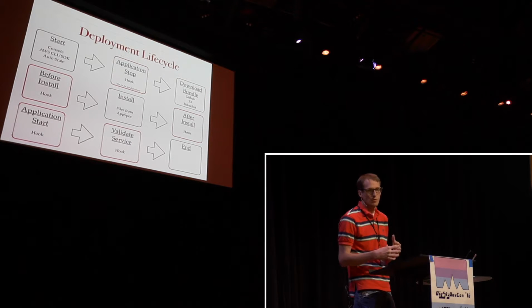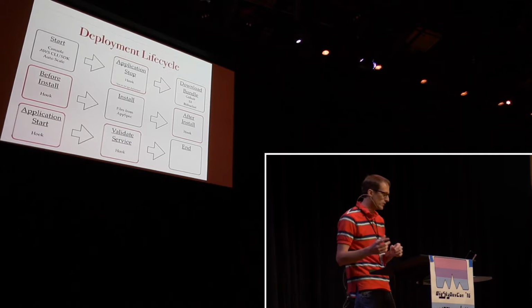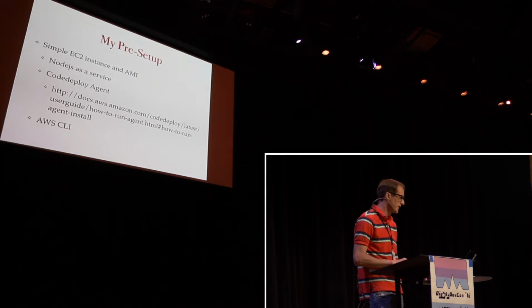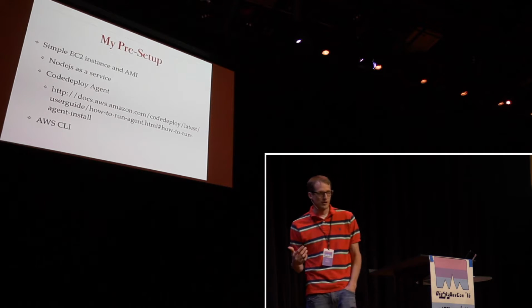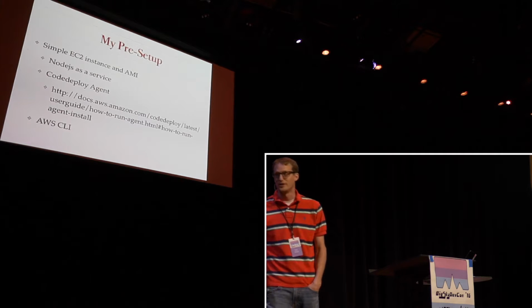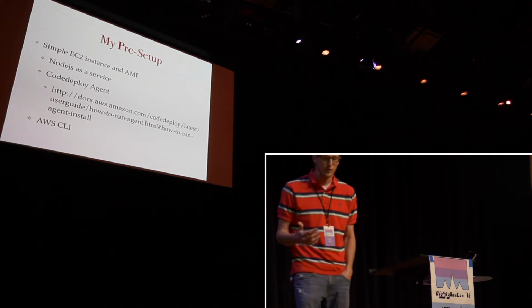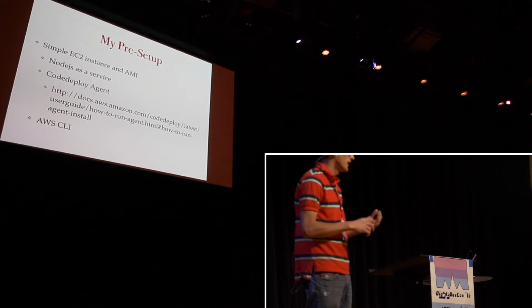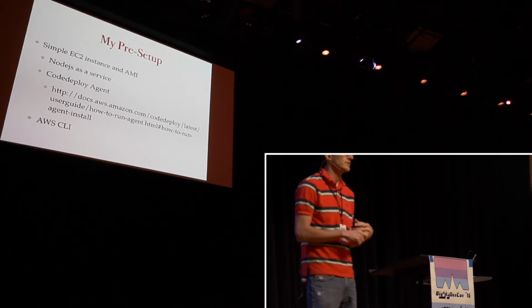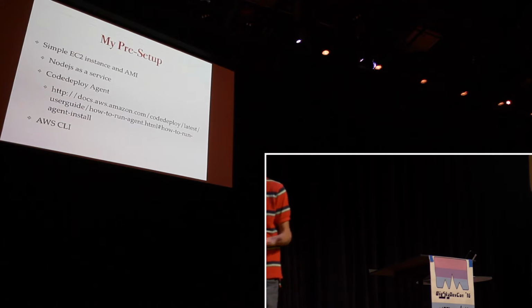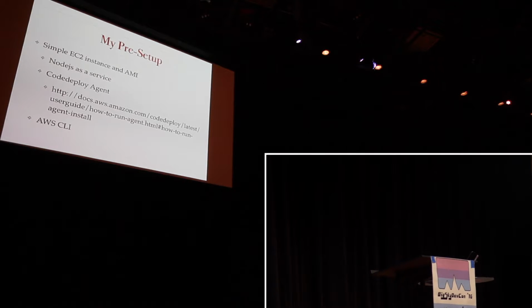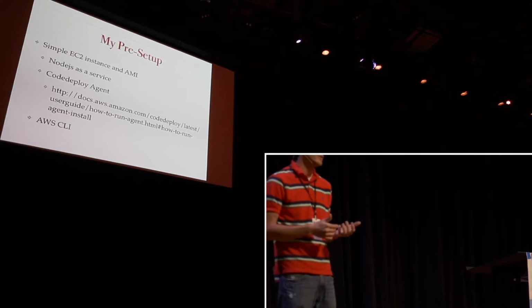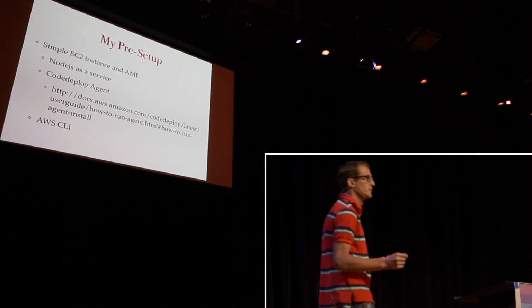Now I'll switch and walk you through some demos. But before I do that, I just want to talk about the setup I did, because there is a lot going on here. We need an application, we need EC2 instances, etc. So I have a couple EC2 instances running. They have Node.js running as a service. They're Ubuntu instances, and I have a very simple Node app that I'll show you that's running. I also have installed, as I mentioned, the CodeDeploy agent on these EC2 instances. So that work has been done.